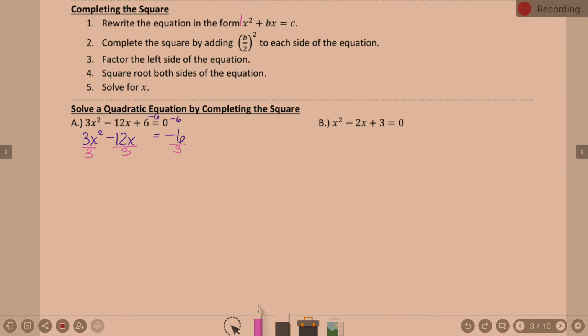Because it's an equation, I can divide both sides. I don't have to factor.